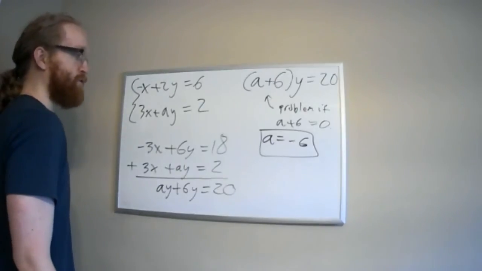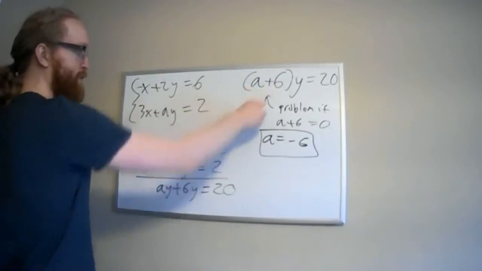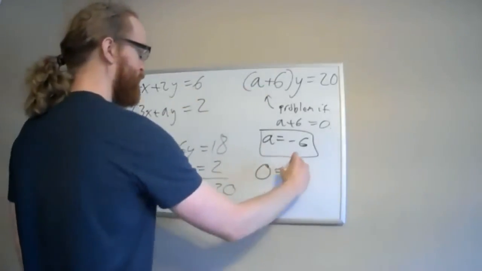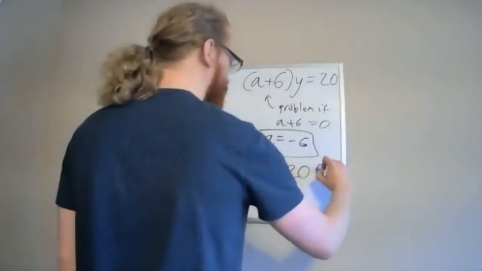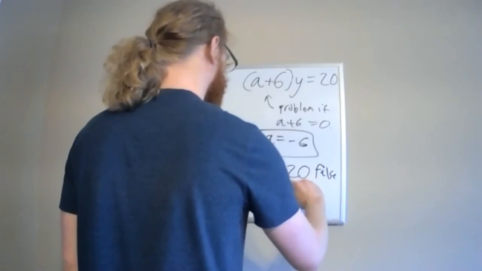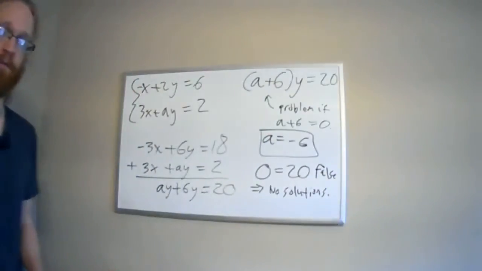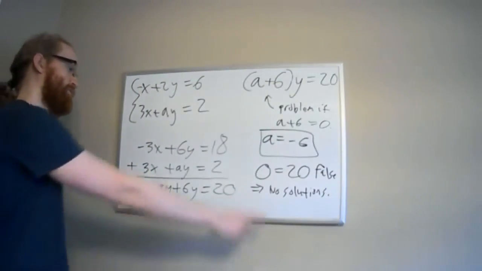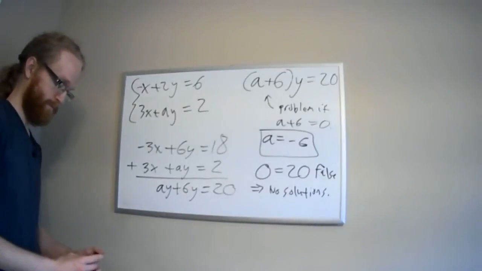And how many solutions do I have when a is negative 6? Well, plug in a is negative 6 here. What do you get? You get 0 equals 20. And of course, that doesn't make any sense. That's false. So there are no solutions when a is negative 6. Because when a is negative 6, I get nonsense. Okay. Cool.